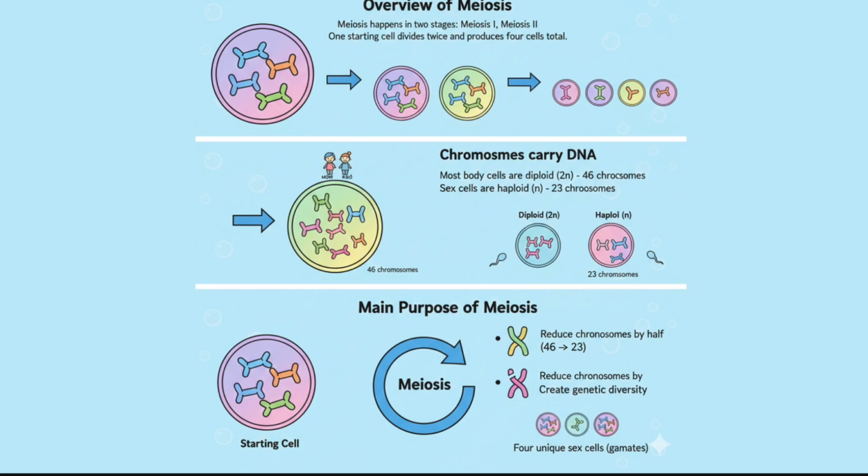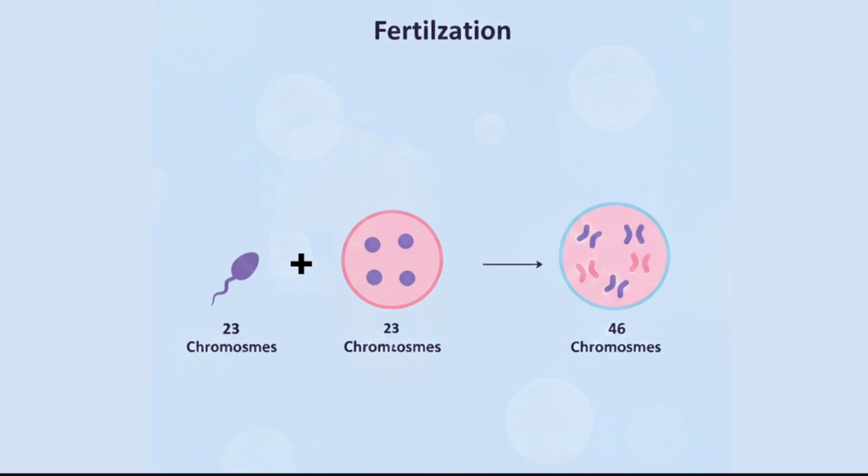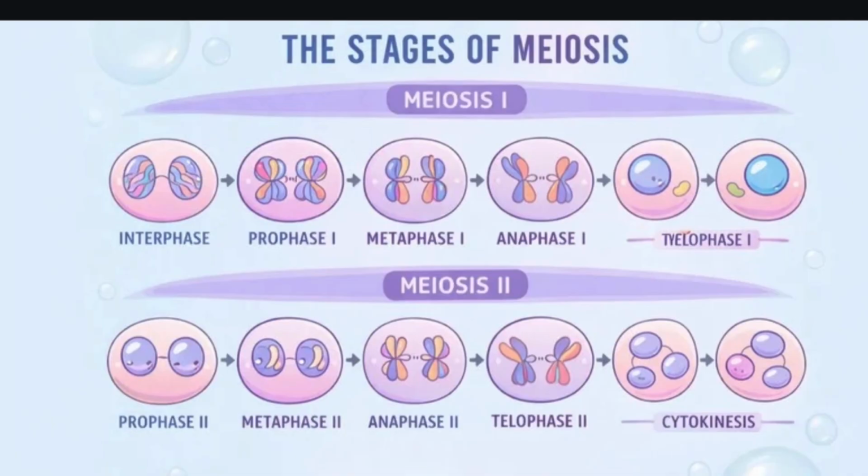Most human body cells are diploid cells, meaning they have two sets of chromosomes. So that means 46 chromosomes in total. Sex cells are haploid cells, meaning that they have one set of chromosomes, so they have 23 chromosomes in total. To remember haploid, I think of half. One chromosome in each pair comes from each parent. This is the process that makes these haploid sex cells.